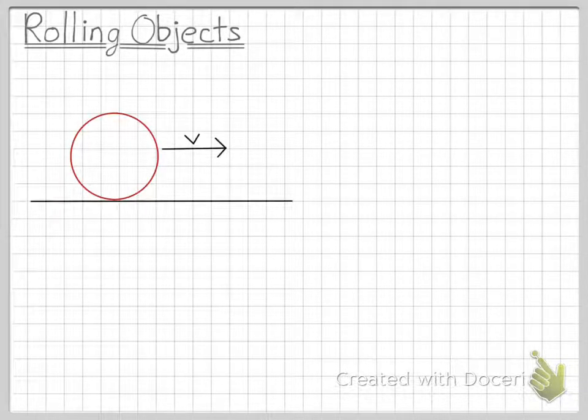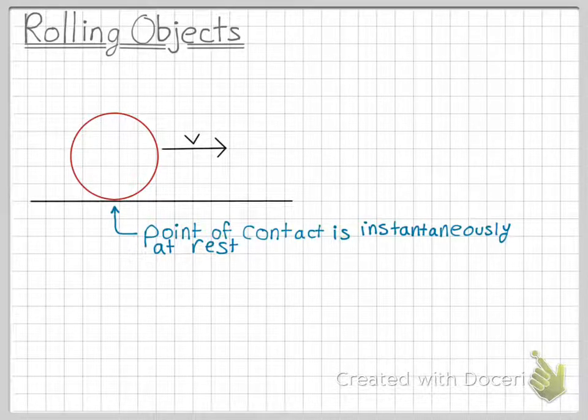This video is going to go over the kinetic energy of rolling objects. So let's say that we have a disk that is rolling across a surface. We can assume that the point of contact at a given instant is at rest. This makes sense because the disk grips onto the surface and doesn't slide as it rolls across the surface.